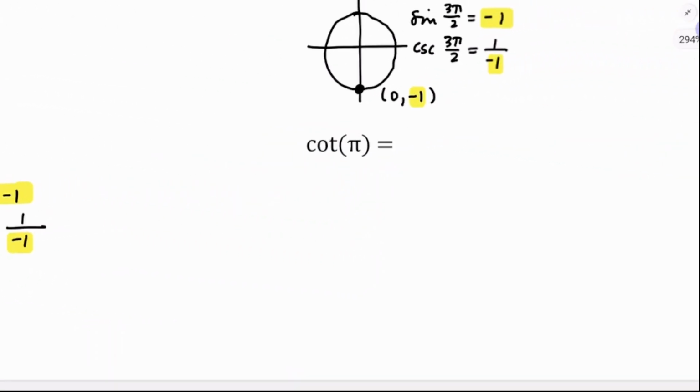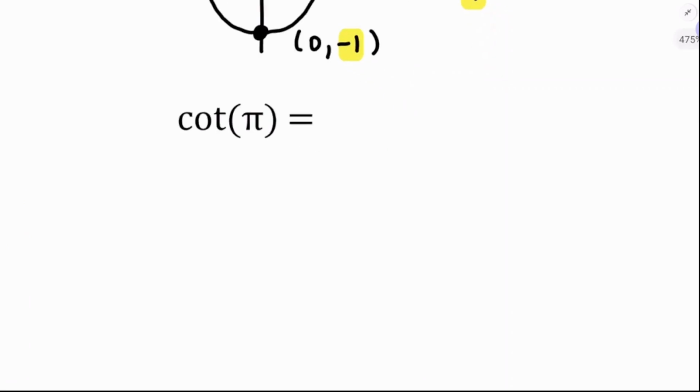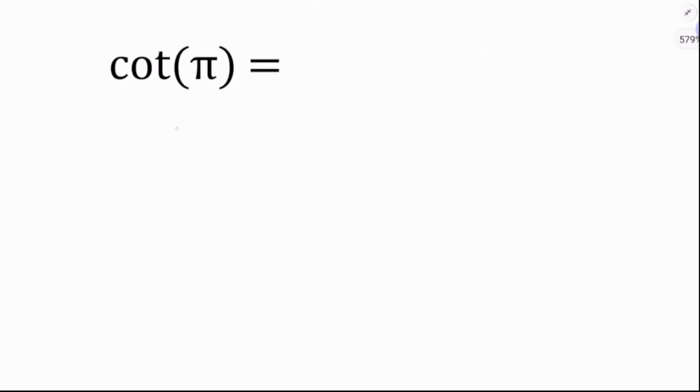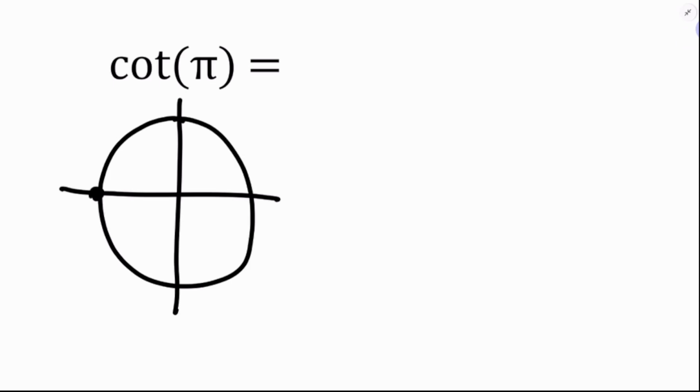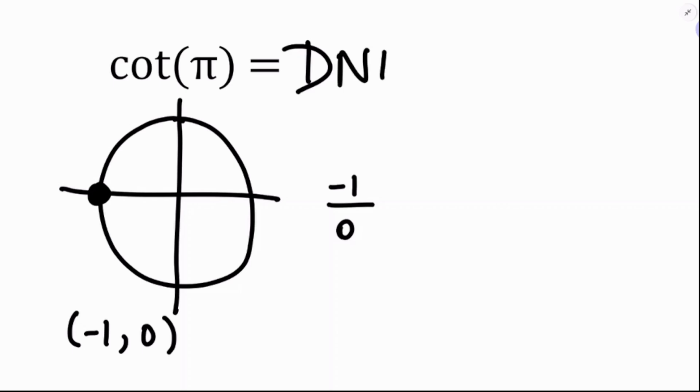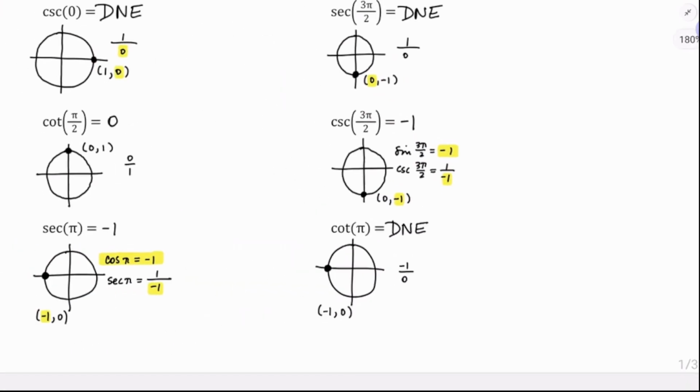Cotangent of pi. Find pi on the circle, that's the far left edge. The coordinates are x equals -1 and y equals 0. Cotangent is x divided by y. So I'm going to have -1 divided by 0. That fails to exist, so I'm going to say it does not exist there.